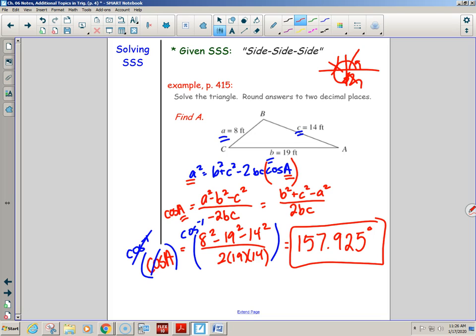Oh no, something went wrong in your calculator. Did you type in something wrong? Double check: 8, 19, 14? Yeah, I'm off by 1 decimal point. Wow.